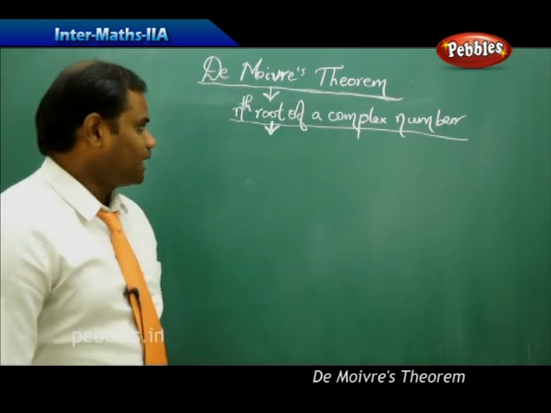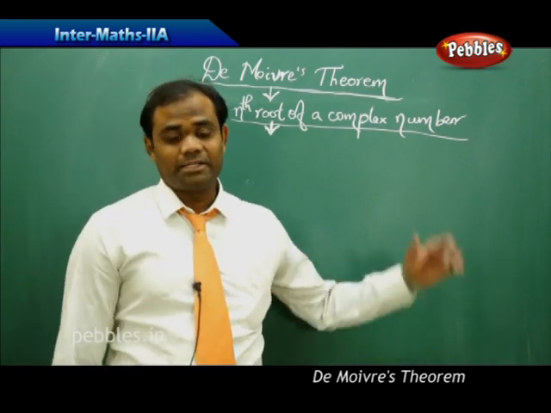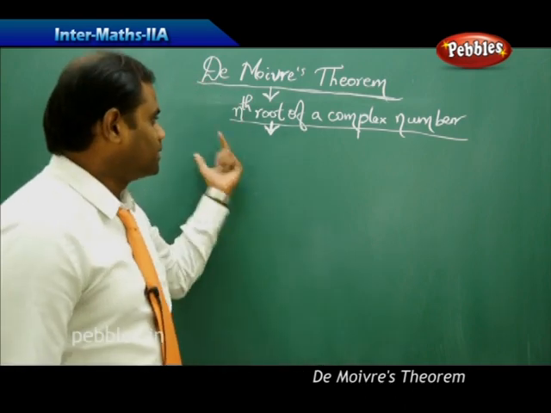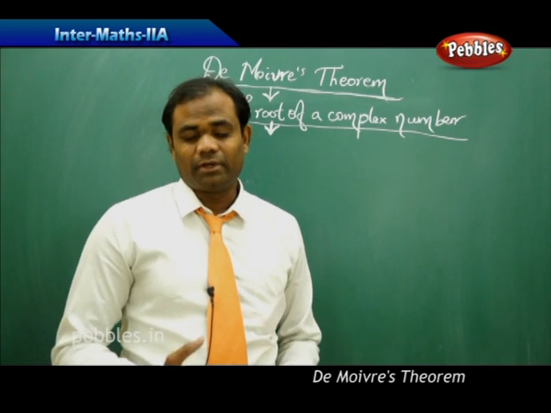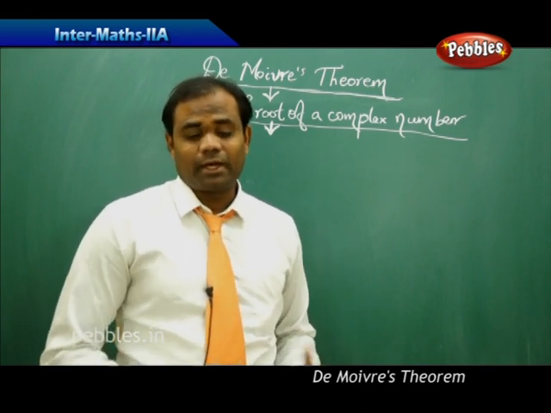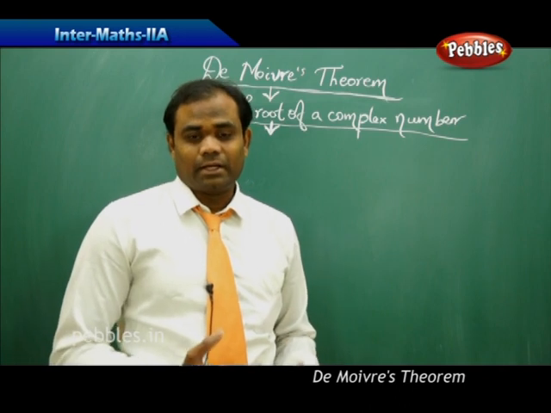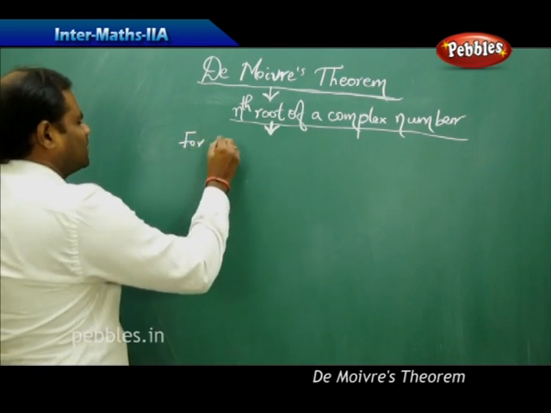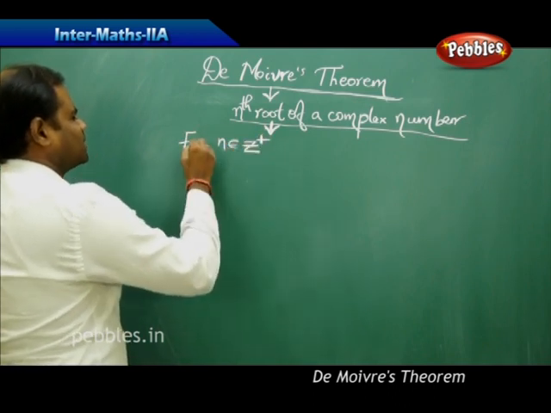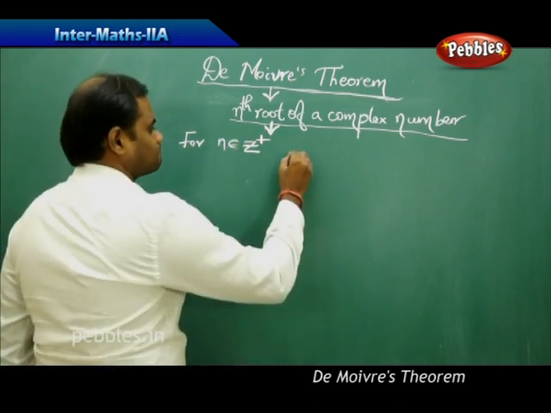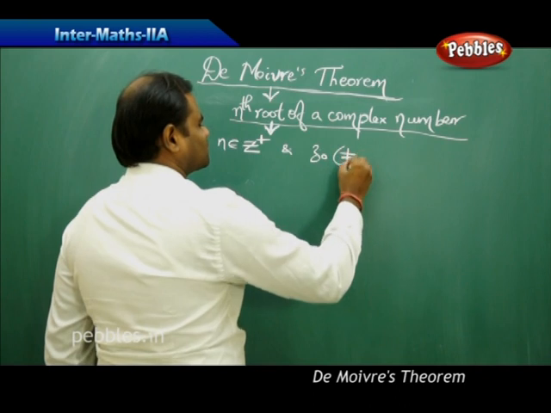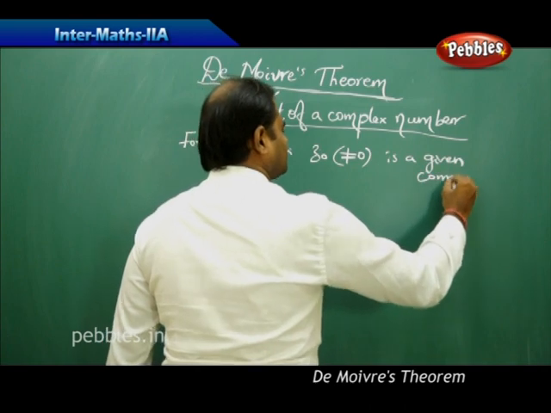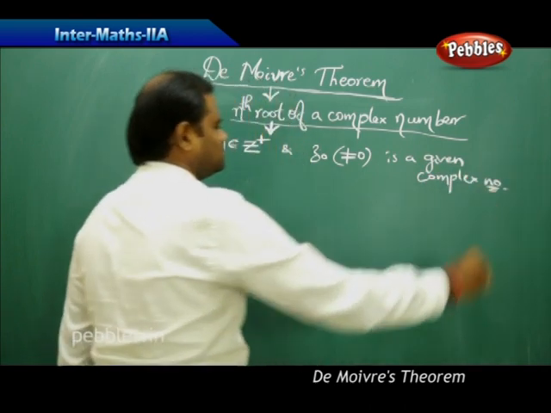Now let's define the nth root of a complex number, because this plays a vital role in De Moivre's theorem. The whole of De Moivre's theorem is about finding the nth roots of a complex number. Therefore, it is very essential that we define the nth root of a complex number and then connect this with De Moivre's theorem. So for this, let me consider n belonging to Z plus, or n is a positive integer, and z0, which is not equal to 0, is a given complex number.